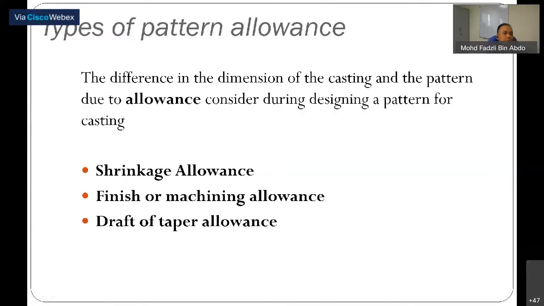Okay, this is the type of pattern allowance. The difference in the dimension of the casting and the pattern is due to allowances considered during designing a pattern for casting. This is the shrinkage allowance. And then kita ada finish or machining allowance dan juga draft or taper allowance.